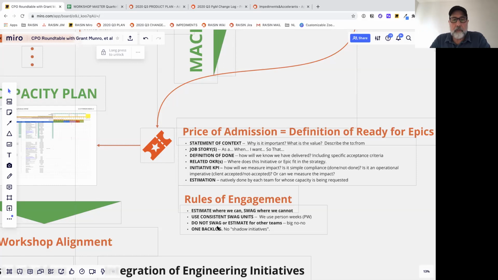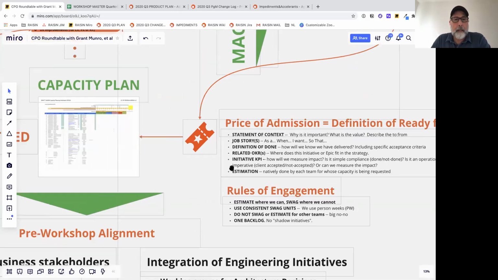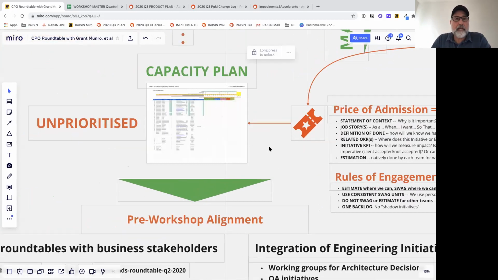To do that, we go to the source of where we have that, where we require capacity or subject matter expertise and ask for those swags or those estimates. And there's one backlog. We do not allow shadow initiatives. There are no 2 backlogs. Oftentimes you'll see that when I came, there was an engineering backlog, there was an architecture backlog, and there was a sort of product backlog. That's gone away. There's a single backlog. So I'll come back to the actual capacity plan.